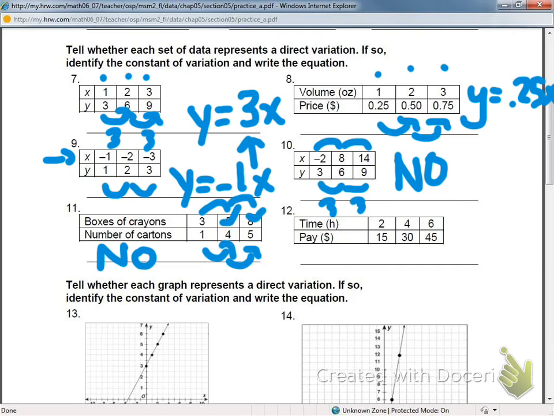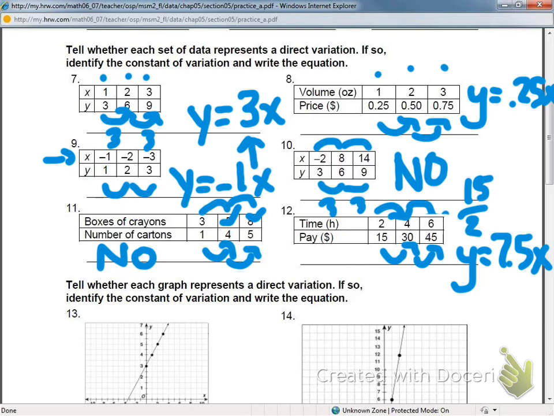Number 12. Am I increasing by the same each time? Yes. And what is my direct variation? No, it's not 15. What's half of 15? 7.5 times x. Because I'm increasing each time by 2 on the top, so I have to remember that I'm increasing by 15, increasing by 2, 15 divided by 2 is 7.5.